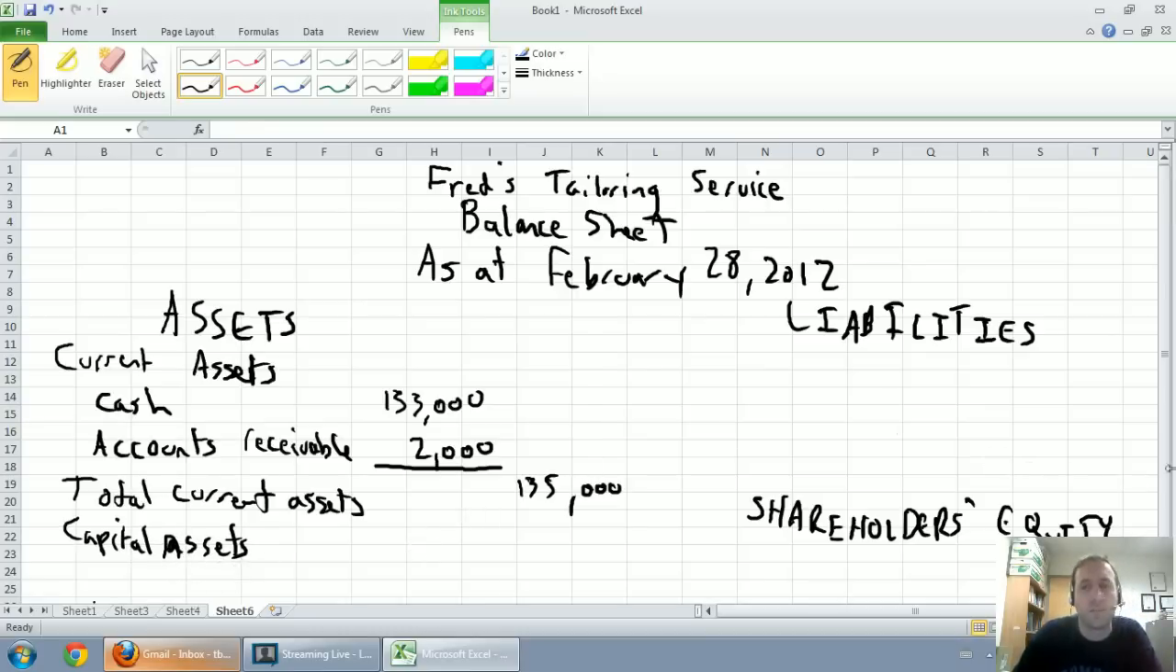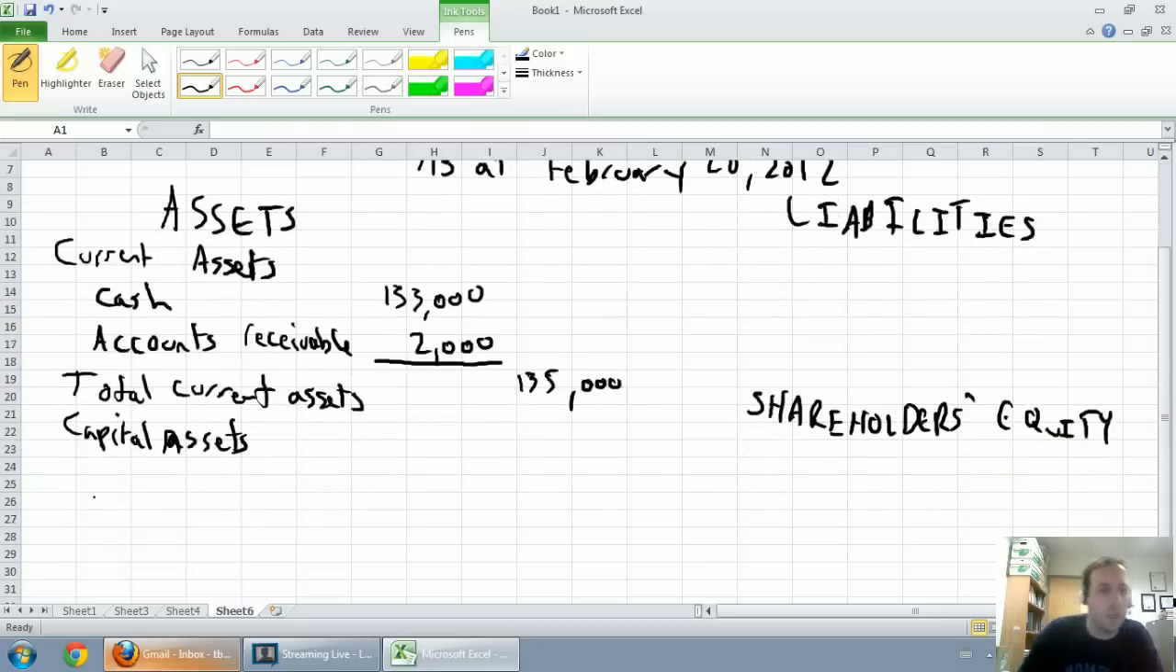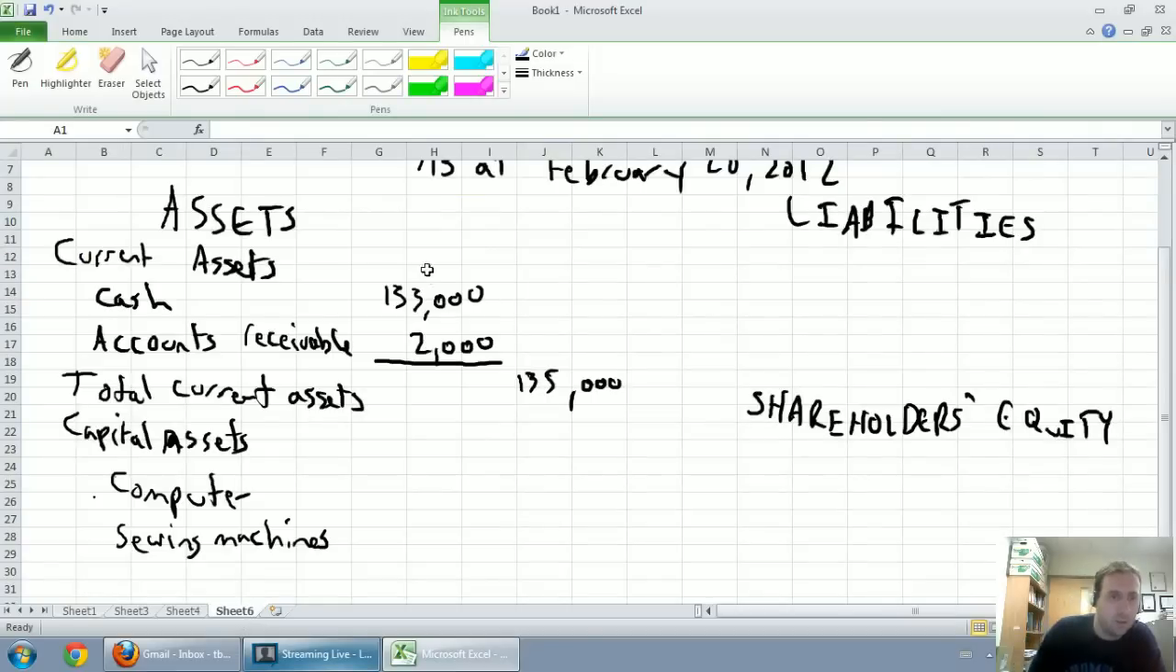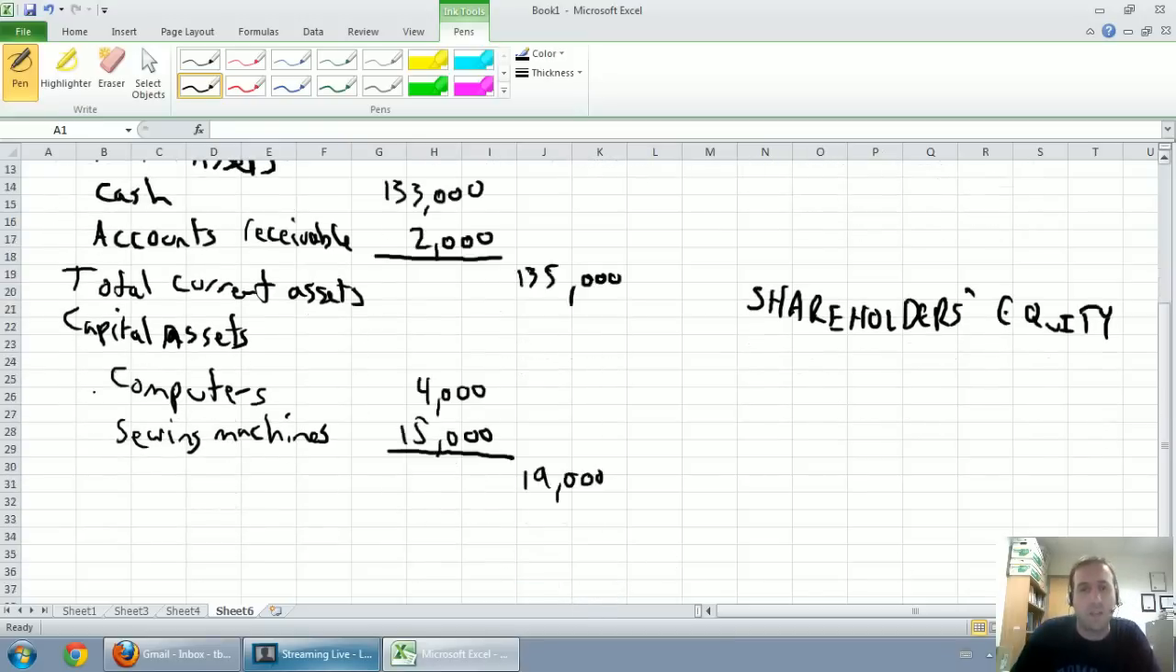And first is our computer, and next is going to be our sewing machine. So our computer was worth 4,000 and our sewing machine's 15. Oops, that was computers with an S, too. You always want to be consistent with what's given in the question. So our computers were 4, and our sewing machines, 15. 4 plus 15 is 19. And that's our total capital assets.